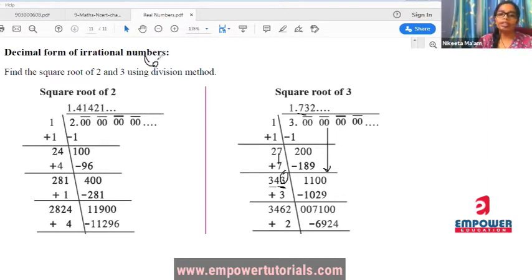So you can call it the long division method. Why long division method? Since we are getting a non-terminating, non-recurring form of an irrational number.